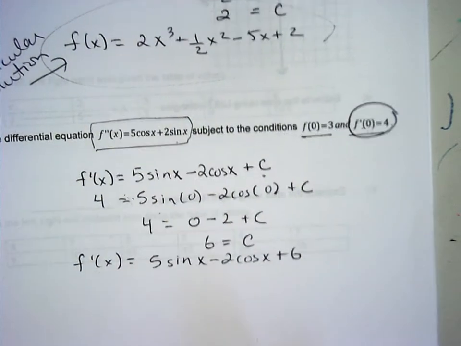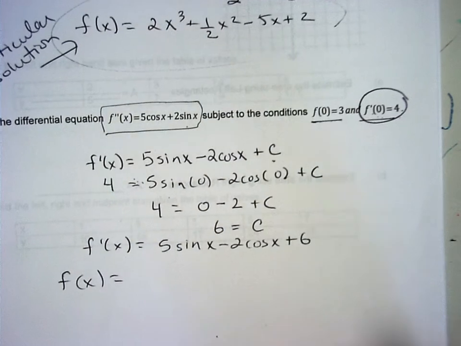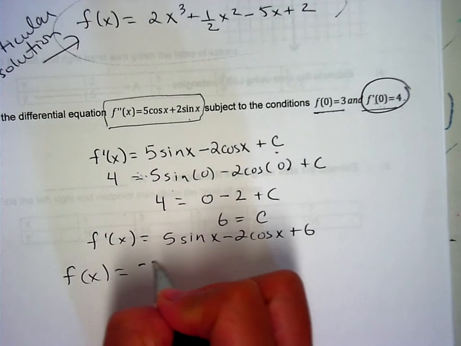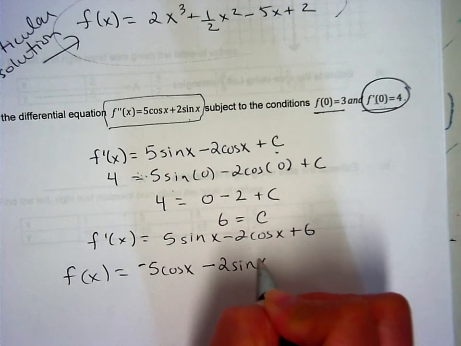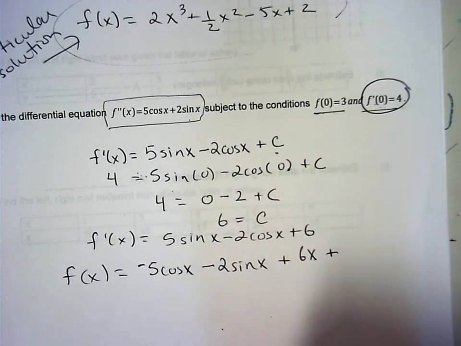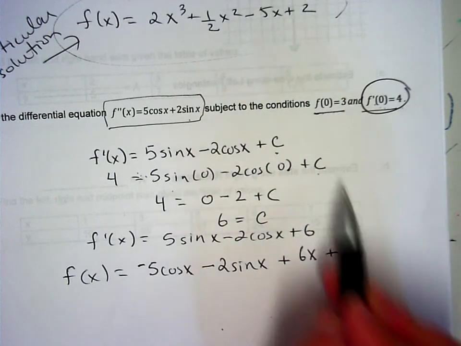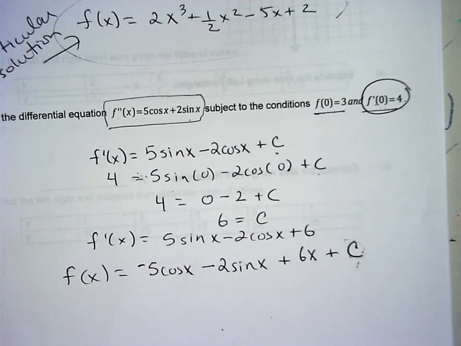So there's my c. Now go ahead and do the process again to get back to f of x. So I'm going to take the antiderivative again. So negative 5 cosine of x minus 2 sine of x plus 6x. Now you will have another constant. Now, you can call it c if you want. Just keep in mind these are not the same numbers. In the book they will call it a different letter d, but it's fine if you call it c.